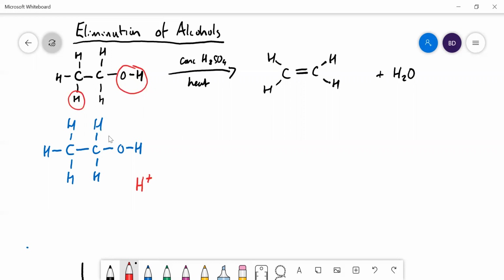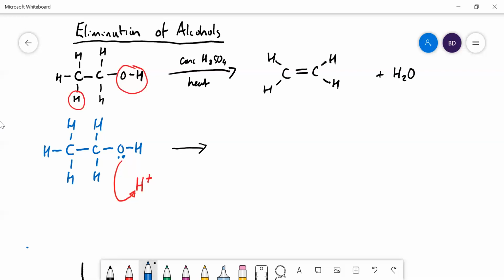So what happens is, right, you've got two lone pairs of electrons on the oxygen. That acts as a base. What do bases do? They accept protons. So the pair of electrons goes onto the proton, which will actually be stuck to the sulfuric acid in reality. And so you're going to protonate the ethanol.